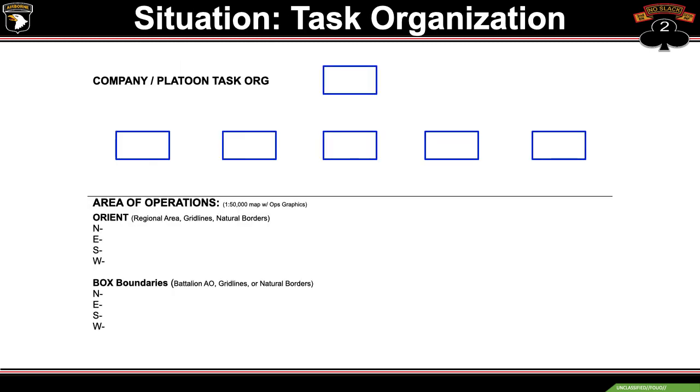So first, starting out the first paragraph being the situation, and then you'll see next to it on the top slide the identifier, the title. So I have situation, and next to that task organization. That's the subparagraph here that you're seeing right in front of you. All of this is just going to be a shell.